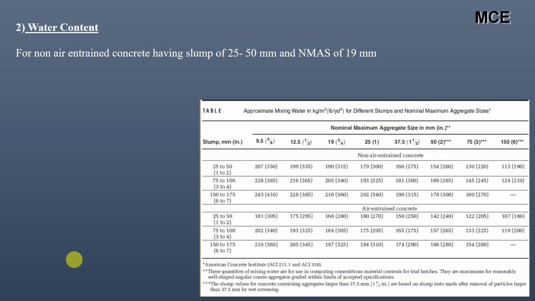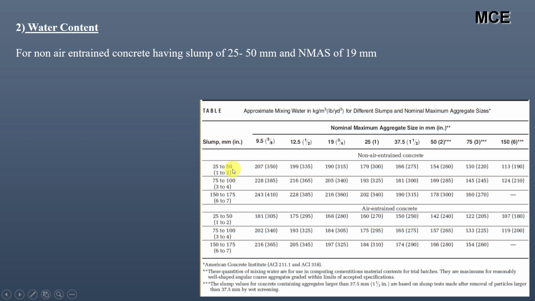After that, we have to find the water content. For non-air entrained concrete having a slump of 25 to 50 mm and a nominal maximum aggregate size of 19 mm, we will use the ACI table, which gives the approximate mixing water in kg per meter cube for different slumps and nominal maximum aggregate sizes.